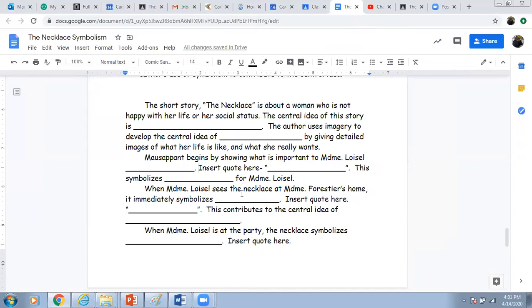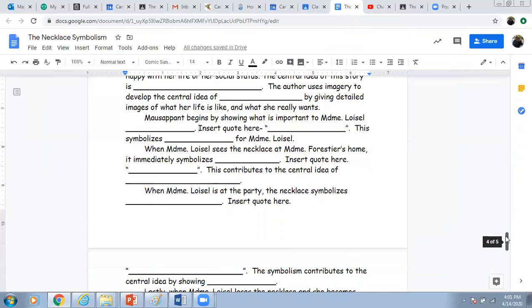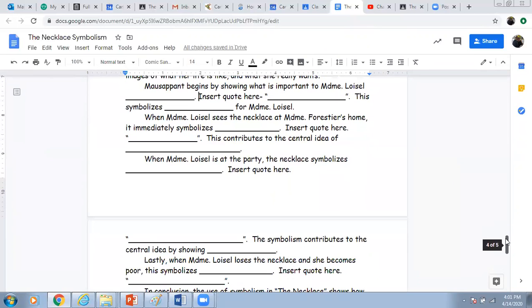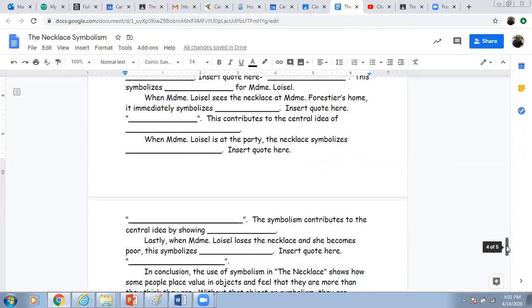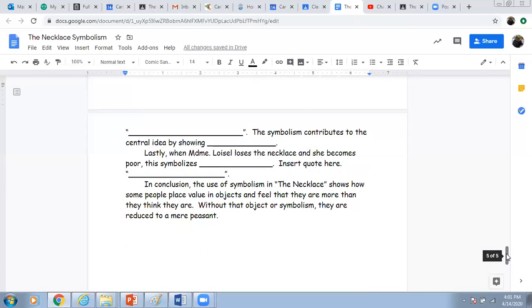When Madame Loisel sees the necklace at Madame Forestier's home, it immediately symbolizes blank. Insert the quote here again to back that up. And then this contributes to the central idea of blank. When Madame Loisel is at the party, the necklace symbolizes blank. And then insert a quote again to back it up. And the symbolism contributes to the central idea by showing blank. Lastly, when Mademoiselle Loisel loses the necklace and she becomes poor, this symbolizes, again, fill in the blank, insert quote here.